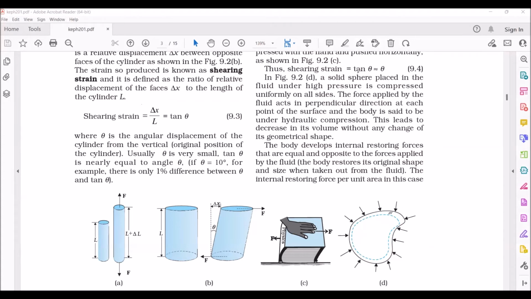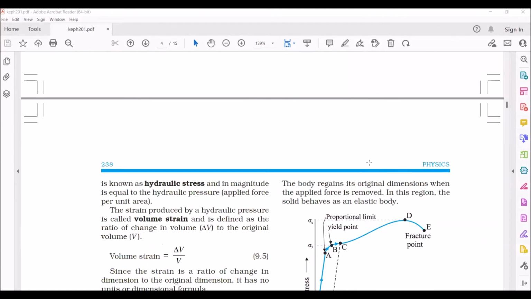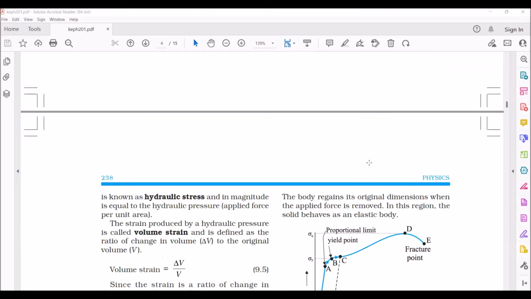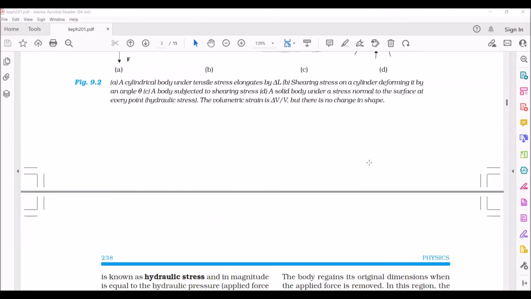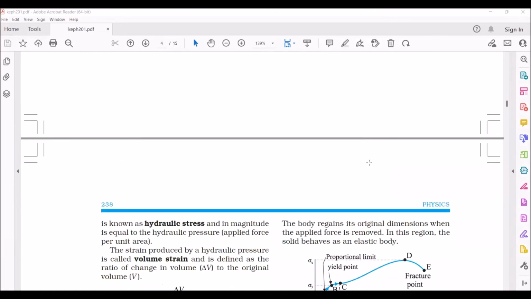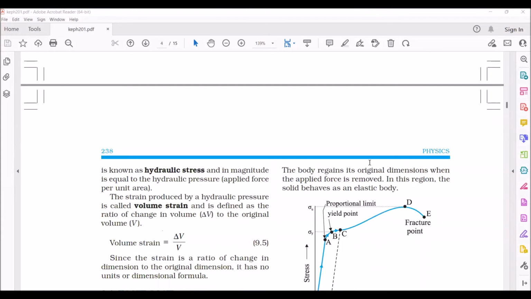In this case, the restoring force per unit area we are calling hydraulic stress. So when we take the single restoring force per unit area, this is hydraulic stress. And the strain produced by the hydraulic stress is called volume strain, because there is a change in volume.